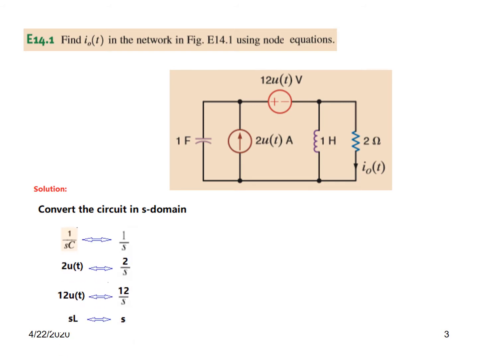To convert into S domain, let's take the capacitor first. We know the capacitor in S domain is written as 1 over SC when the initial condition is 0. And C is 1 farad here, so it will become 1 over S. So we'll replace this by 1 over S. Similarly, this source 2u(t) can be written as 2 over S because u(t) is written as 1 over S in S domain. And similarly, 12u(t) will become 12 over S.